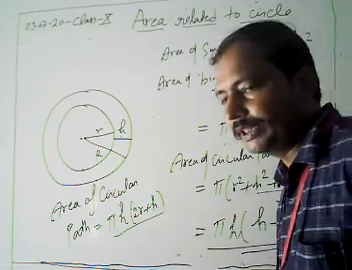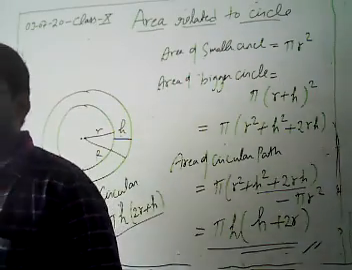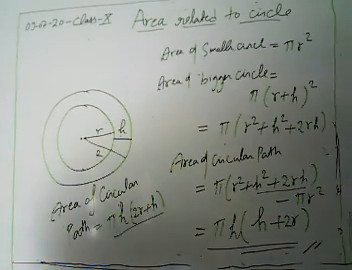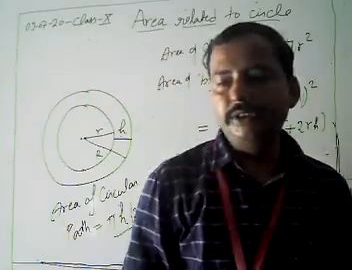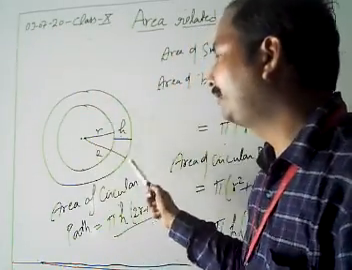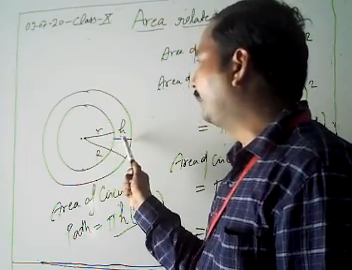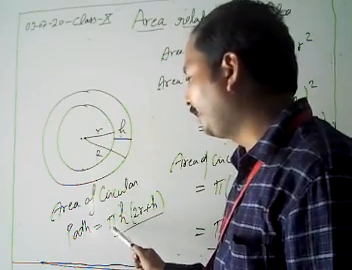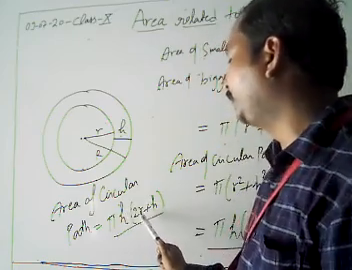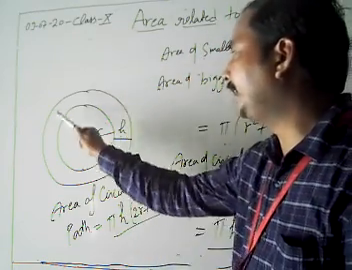Let me explain again. In the given problem, we have to find the area of this circular path with width h. We have to prove that the area of the circular path is given by pi into h in brackets 2r plus h.